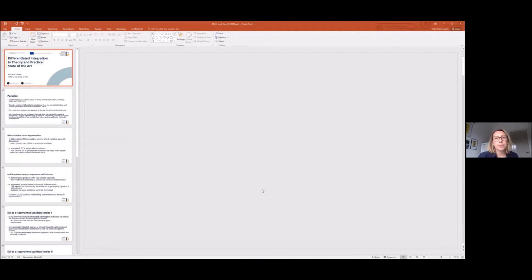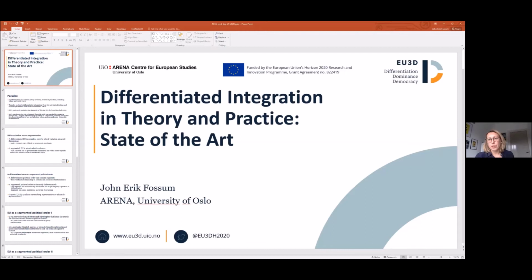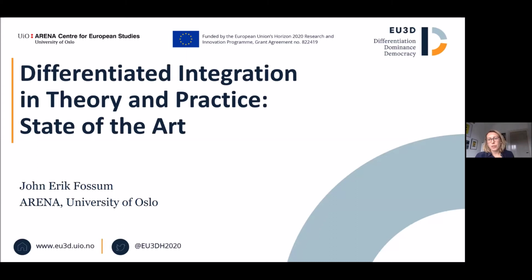Thank you for the invitation. I will say a few words first about the EU3D project. The basic purpose of the EU3D project is to examine those conditions under which differentiation is conducive to dominance, and those conditions under which differentiation is conducive to democracy. So this means that differentiation is not intrinsically good or bad, but it can take different forms and shapes. This is the general understanding. We want to try to develop a sorting mechanism in order to understand the various manifestations of differentiation.